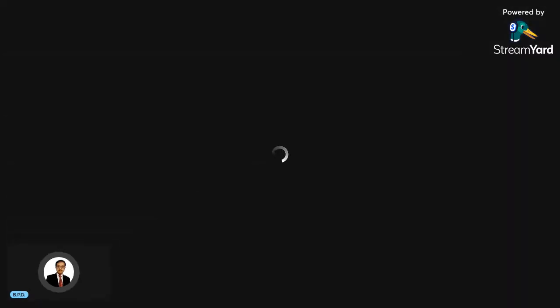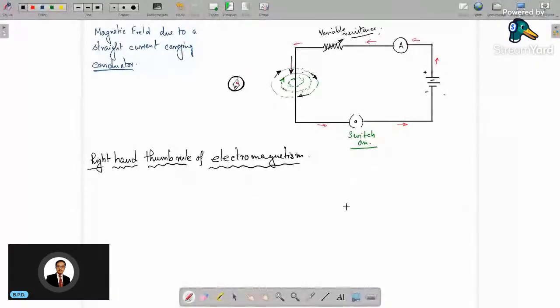Is it clear? Just can you repeat the question again? Direction of either magnetic field or electric field? Which one? Direction of the magnetic field is this one only. Okay.